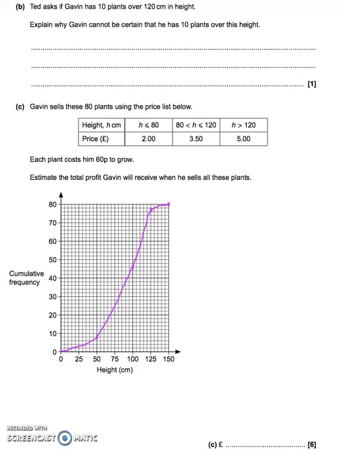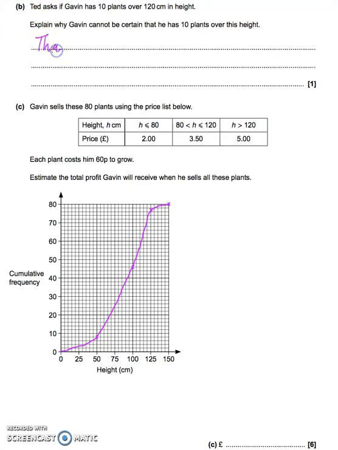The second part of question 9 is 9b, and it's where Ted asks if Gavin has 10 plants over 120 centimetres in height. And we have to explain why Gavin can't be certain that he has 10 plants over this height. So this is purely down to the fact that this is group data. The way that they collected this data, they grouped the number of plants into categories. So we'd write something to that effect.